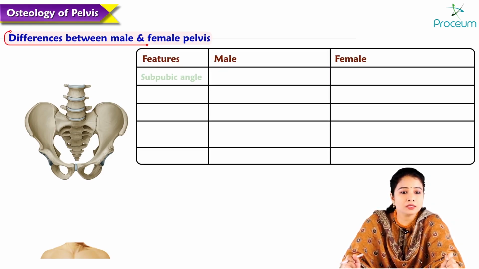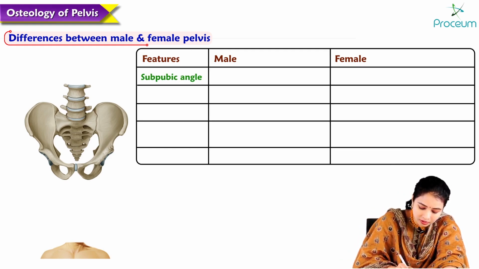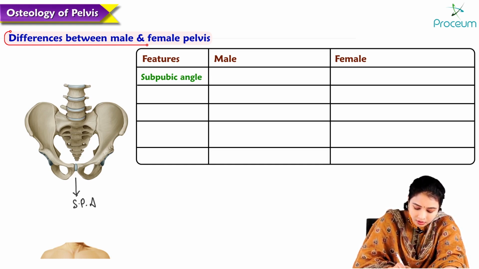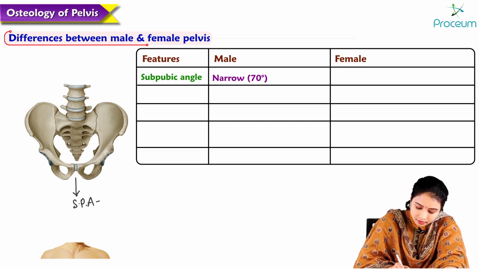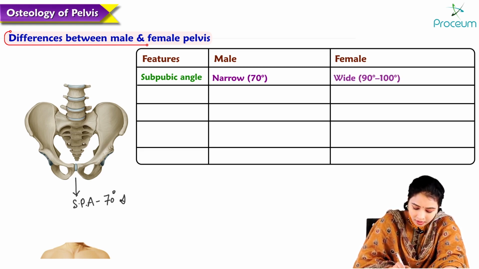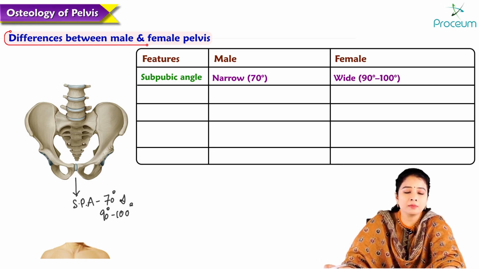So the first one is the subpubic angle. The subpubic angle is the angle below the pubic symphysis, where the two inferior rami of the pubis converge. So this is the subpubic angle. It is around 70 degrees in males, and in females it is around 90 to 100 degrees. So the subpubic angle is more in females and less in males.